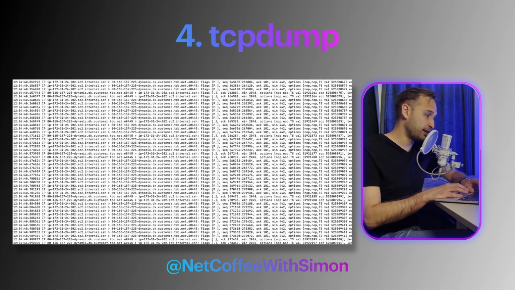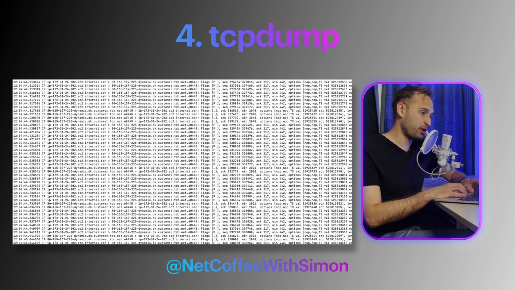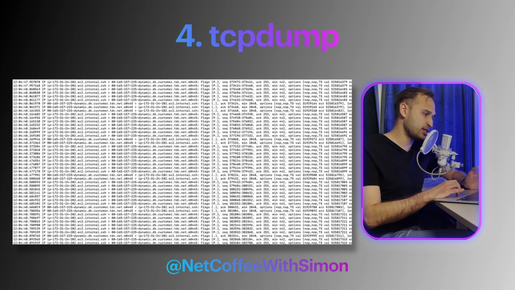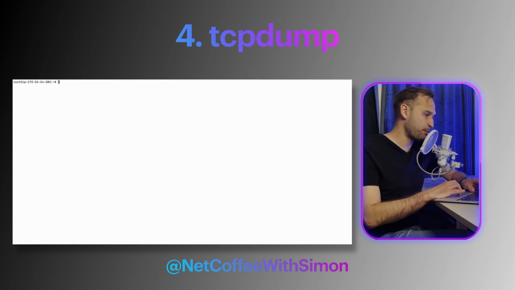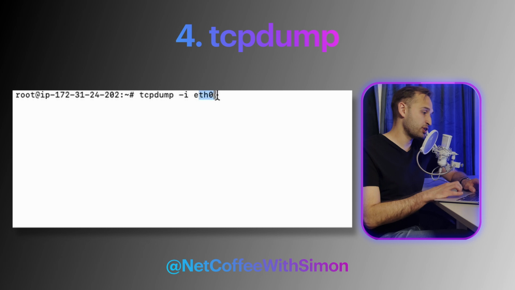This capability is indispensable for intricate protocol implementation issues. We can see in the tcpdump manual that we have quite a few options on how we want to use this specific tool. Let's see some basic usage. So for example, we can capture the packets on a specific interface. So we can run tcpdump -i eth0, which is the name of the interface.